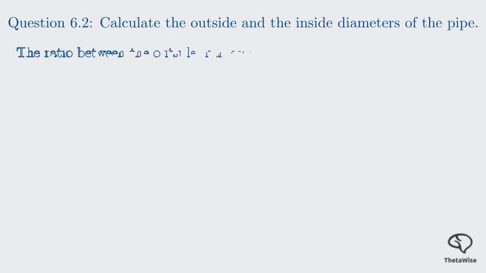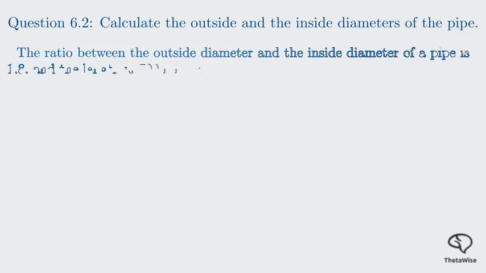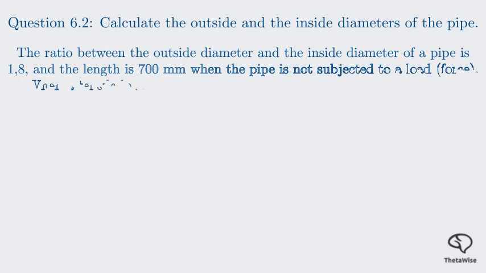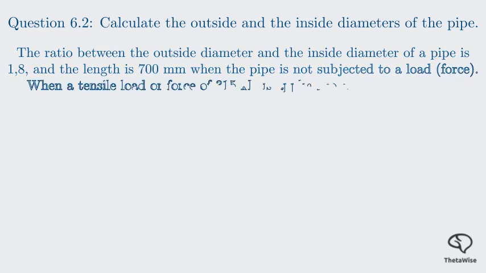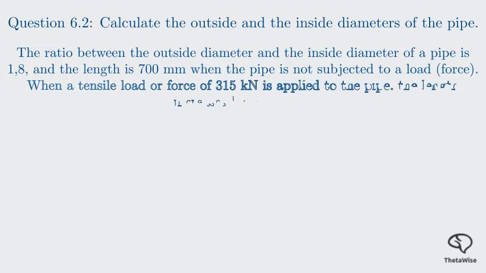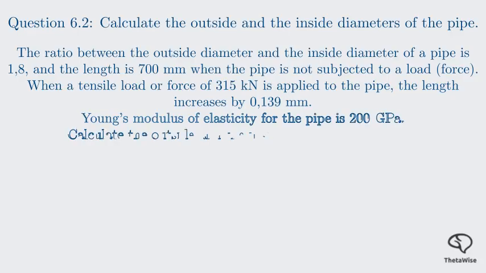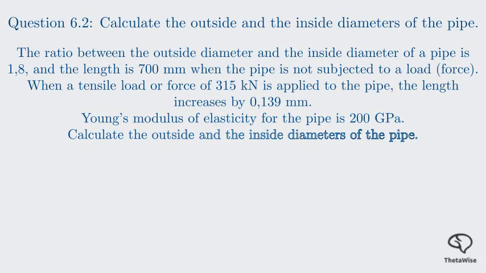The ratio between the outside diameter and the inside diameter of a pipe is 1.8, and the length is 700 mm when the pipe is not subjected to a load, force. When a tensile load or force of 315 kN is applied to the pipe, the length increases by 0.139 mm. Young's modulus of elasticity for the pipe is 200 GPa. Calculate the outside and the inside diameters of the pipe.